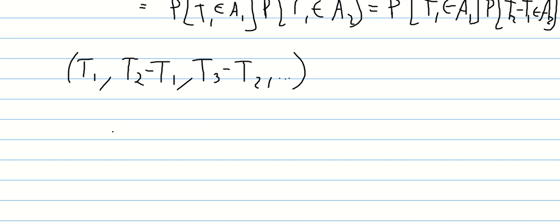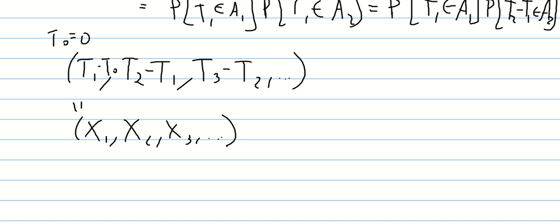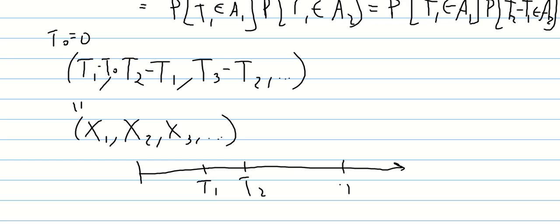And it makes a lot of sense then to define, for example, T0 equals 0, so that we can write here T_i minus T_{i-1}, and define all this to be X. So X1, X2, X3, and so on. So if we go back to our picture, we had here the visits of the boss, T1, T2, T3, and so on. And the times between visits, we call them X.